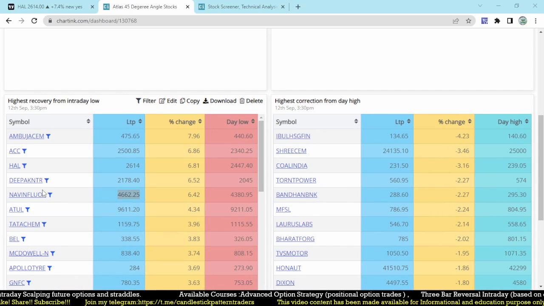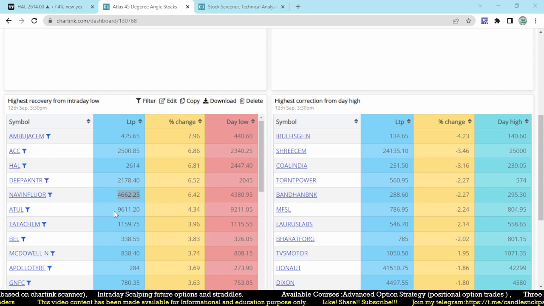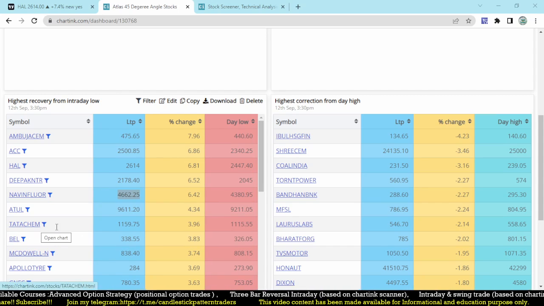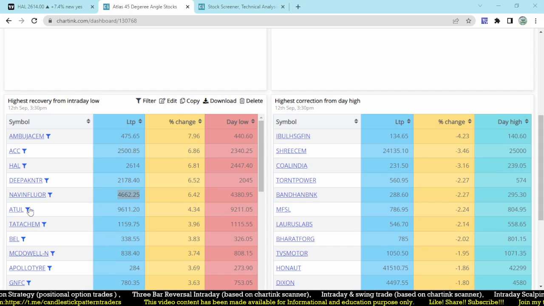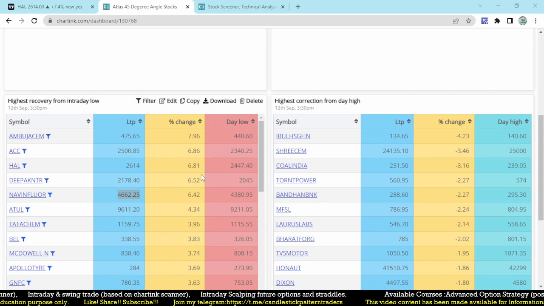Deepak Nitrite, Navin Fluoride, and Ambuja Cement all gave you the entry by the advanced option strategy recently, and every stock worked very well. BEL already gave you entry, and today it gave you the target on the advanced option strategy. That BEL worked well, around 320, and Tata Chemical we have already done. Navin Fluoride, Deepak Nitrite, HAL: these are the three stocks which provided you the entry based on the advanced option strategy today.